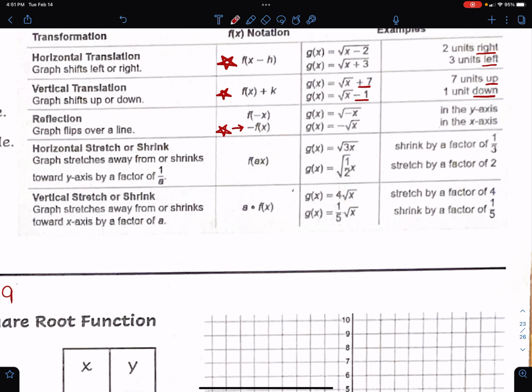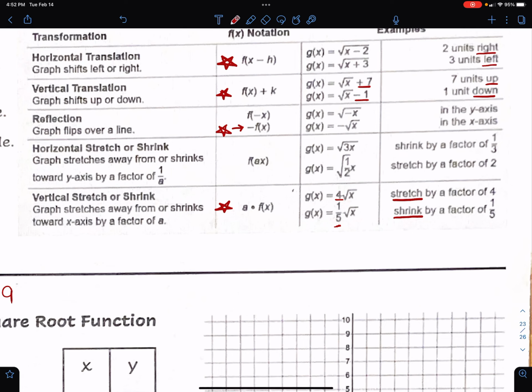Vertical stretches and shrinks, these we will be talking about. Looking at the value in front of the radical, so the a value, the coefficient up here. If a is a number larger than 1, it is going to be a stretch. If a is a number between 0 and 1, it is going to be a shrink. Okay?